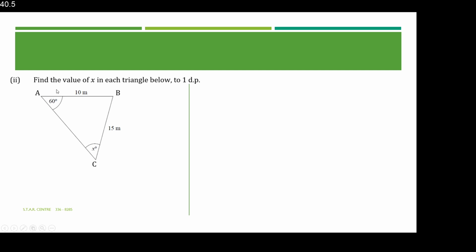Part 2, find the value of x in this triangle. So looking at it, we can see that we have angle A and then the side opposite A. I have angle C involved and the side opposite C. We have nothing for B, no information. So therefore our sine rule in this case would involve A and C.